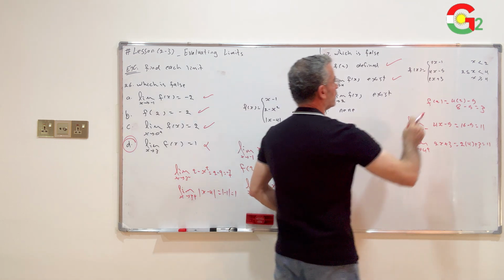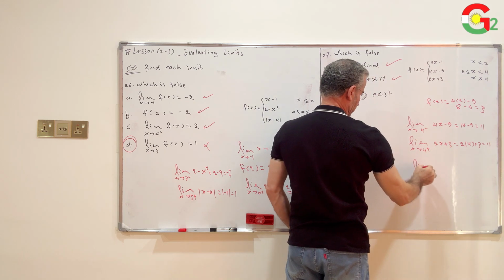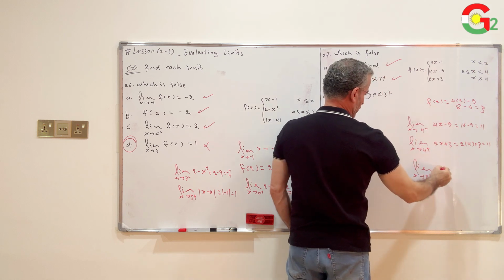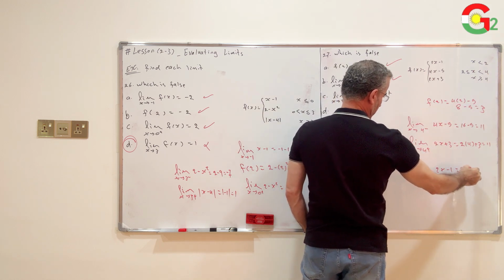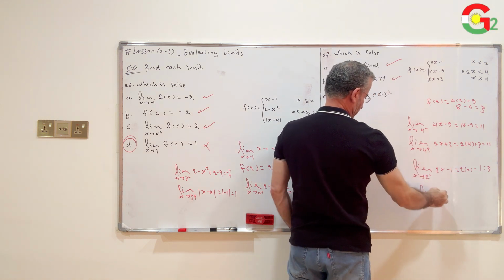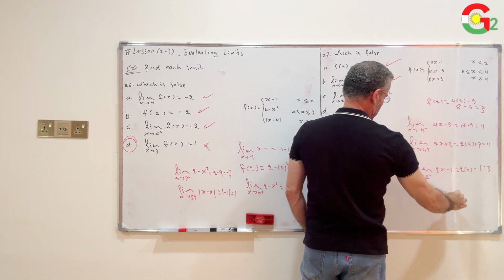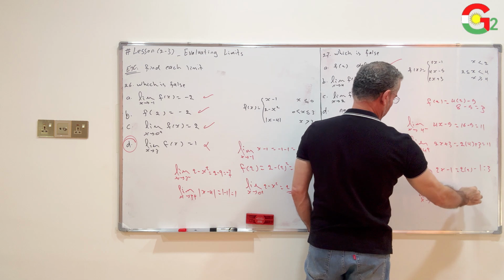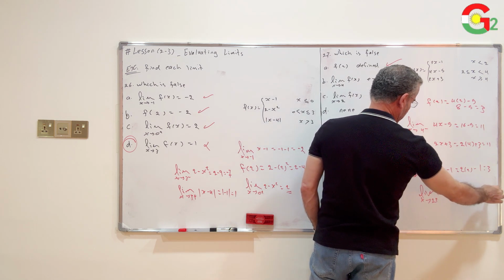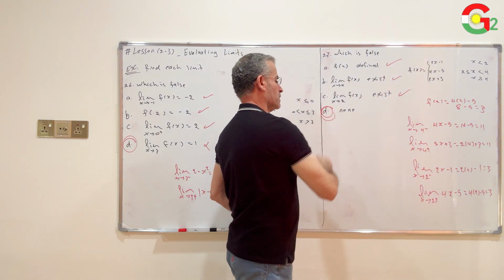Limit f of x when x approaches 2 exists. When x approaches 2, also 2 appears in 2 intervals, then I must find it from left. From left, it means when x less than 2, 2x minus 1 equals 2 times 2 minus 1, 4 minus 1, 3. Limit x approaches 2 from right, when x greater than 2, then I substitute in this segment 4x minus 5 equals 4 times 2 minus 5, 8 minus 5, 3. Then this is also true, then the right choice is none.